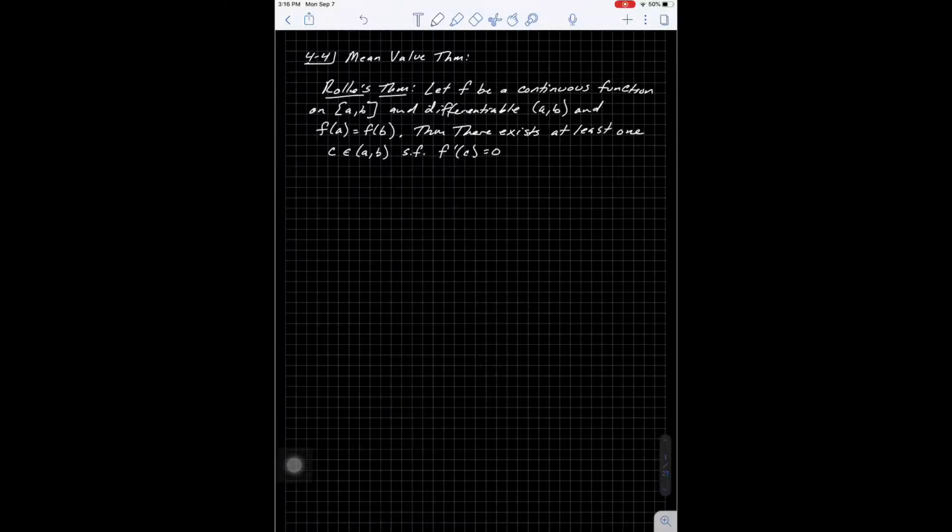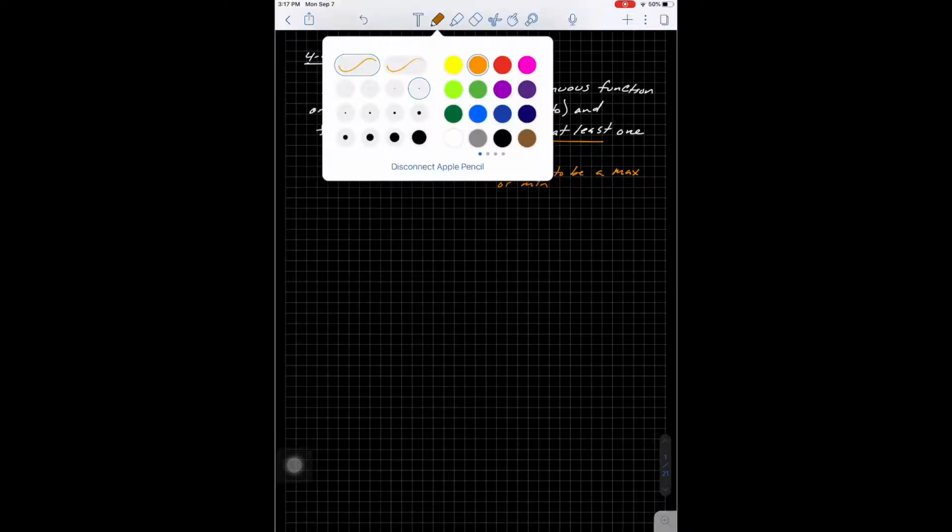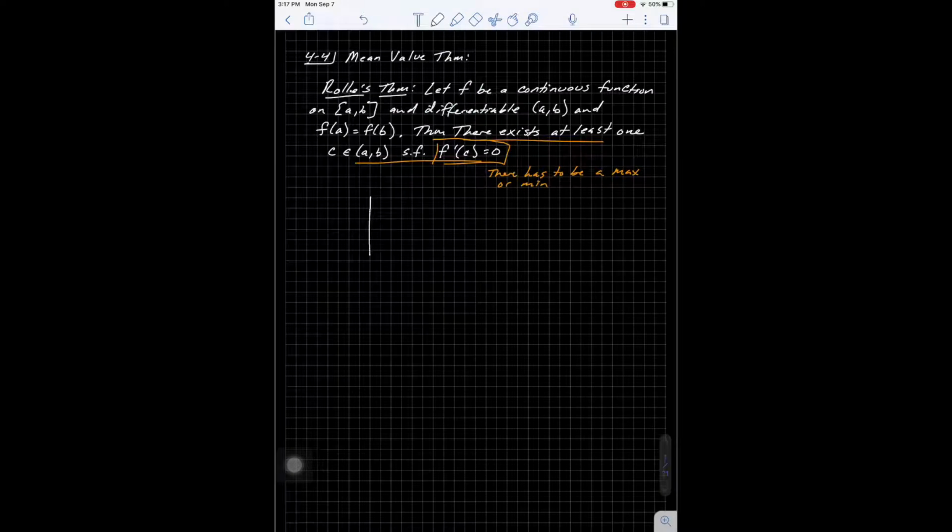Okay, so what this is saying in real person language is there has to be a max or a min, because that's what this f prime of c equals 0 is. It means the derivative is 0. That means there's a high or low point, a critical point, a max or a min. So let's draw a picture of this scenario, so you can have a visual in your mind.